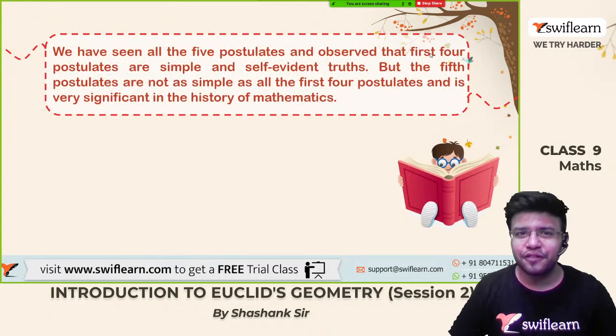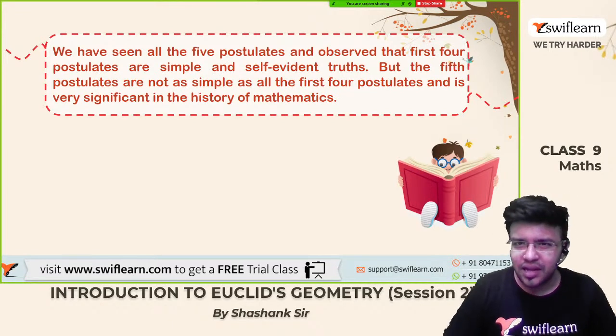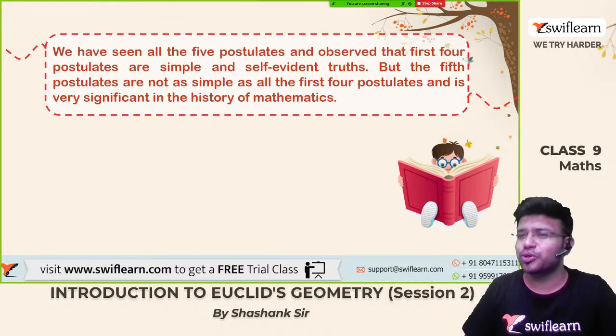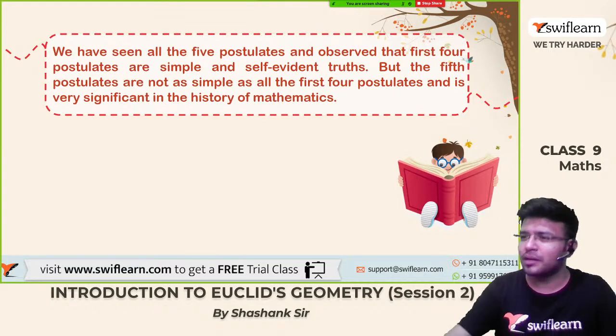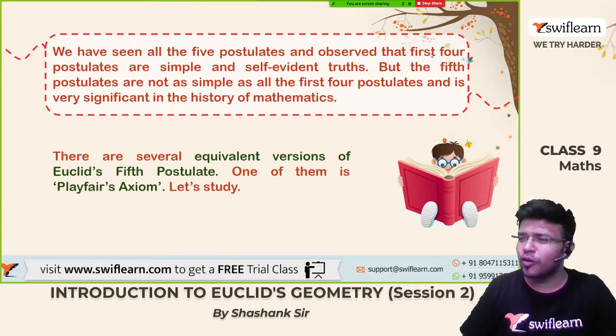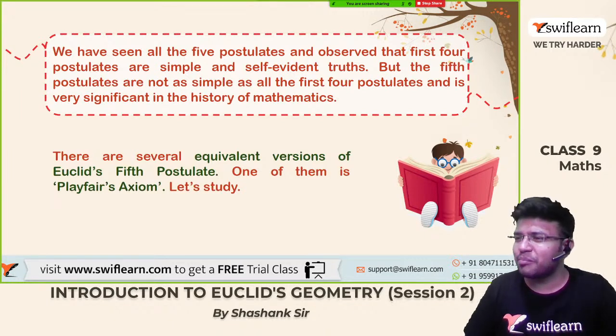See, we have seen all the 5 postulates and observed that the first 4 postulates are simple and self-evident truths. But the 5th postulate is not as simple as the first 4, and is very significant in the history of mathematics. There are several equivalent versions of Euclid's 5th postulate. There are many versions, but one of them is Playfair's axiom. What is this Playfair's axiom?